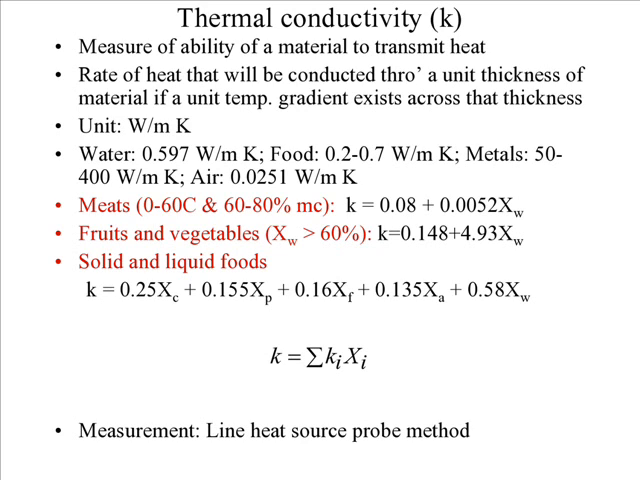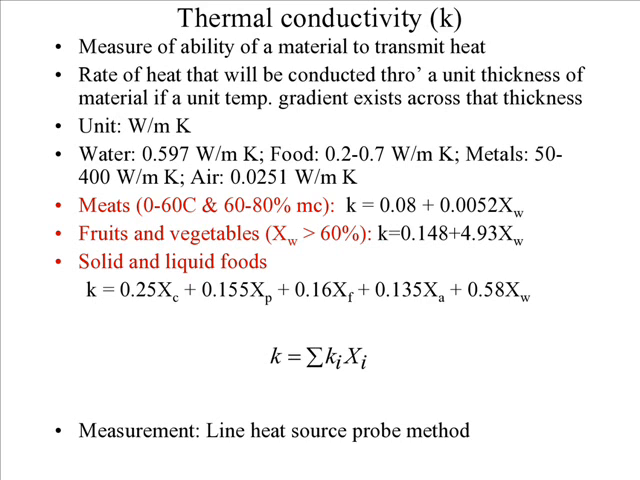Thermal conductivity, represented by the letter K, is another very important thermal property. Thermal conductivity is a measure of the ability of a material to transmit heat. It is the rate of heat that will be conducted through a unit thickness of material if a unit temperature gradient exists across that thickness. The unit of thermal conductivity is watt per meter Kelvin. Water, food, and metals, as well as air, have different ranges of thermal conductivity. And the thermal conductivity plays into how it transfers heat.